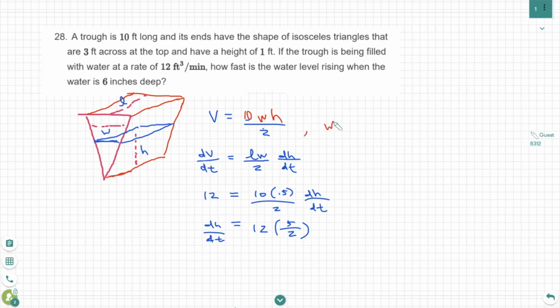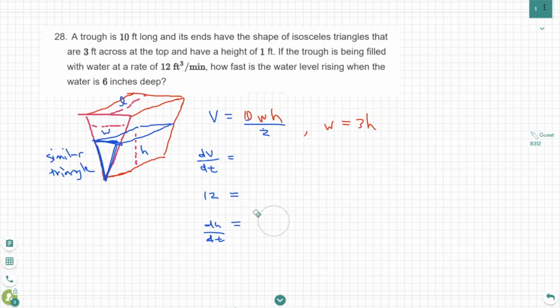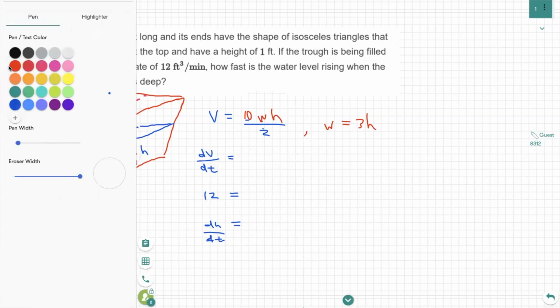Because the triangle at the top is 3 feet across, and it's 1 foot tall, so its width is three times longer than its height. So it would be constant. And what do you know about the water level? It's a similar triangle. That's why we can say that the dimensions of the water will occur in that proportion, because it's similar to the trough. So we can change W to being 3H. Oh, you already wrote it down. Okay.